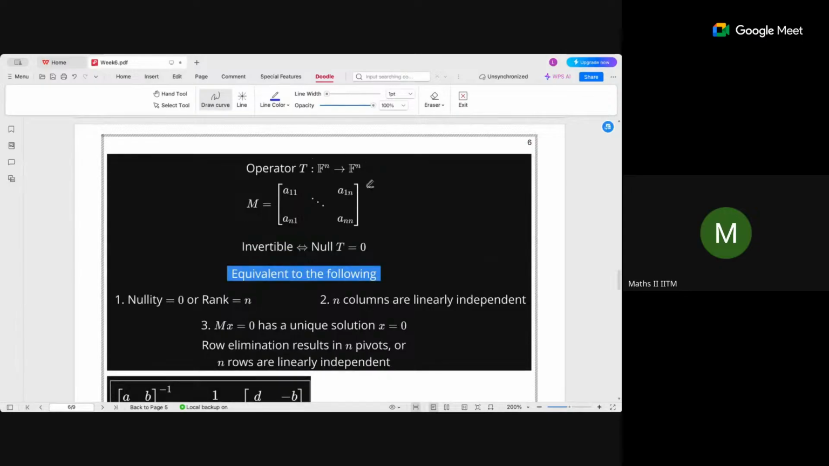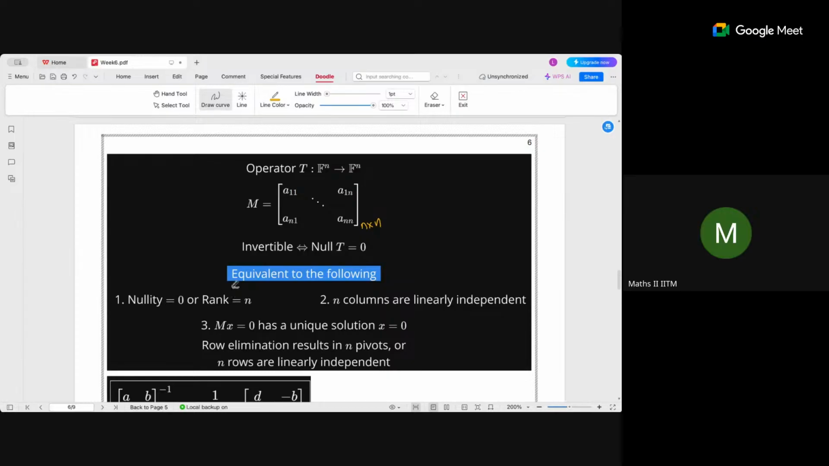So, kind of summarizing the properties for an invertible matrix. Let's say you have an operator from Fn to Fn, and the matrix representation is an n by n matrix. A matrix is invertible if and only if the null of T is equal to 0. So the matrix is invertible if and only if null of T is equal to 0.